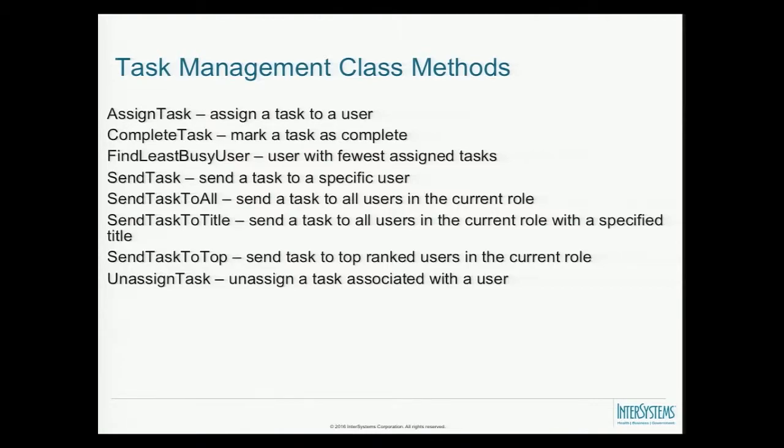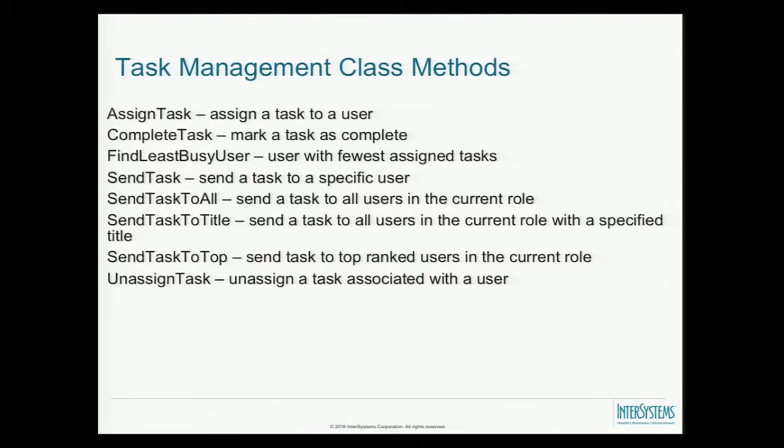So you have the ability to assign a task to a user, to complete a task, to find the least busy user within the system. So all of this is exposed within an API, so you can programmatically generate roles, generate users, assign the users to the roles, send tasks to specific roles, perhaps even to specific users on the basis that they're the least busy within the organization, and so on.